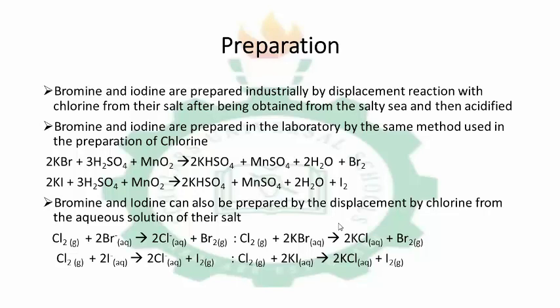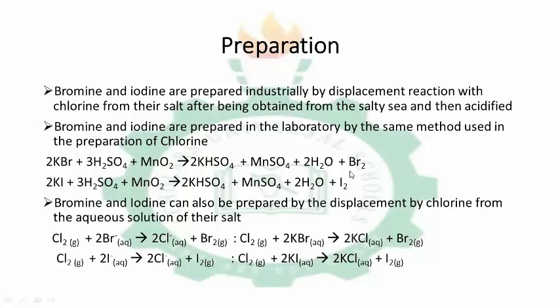Now, to the first method of preparing bromine and iodine in the lab, which is the action of the bromide salt or iodide salt on concentrated tetraoxosulfate(VI) acid and an oxidizing agent. This method is also the same method we use in the preparation of chlorine gas in the laboratory. You can see, for example, potassium bromide reacting with the concentrated tetraoxosulfate(VI) acid and an oxidizing agent, which is manganese(IV) oxide.